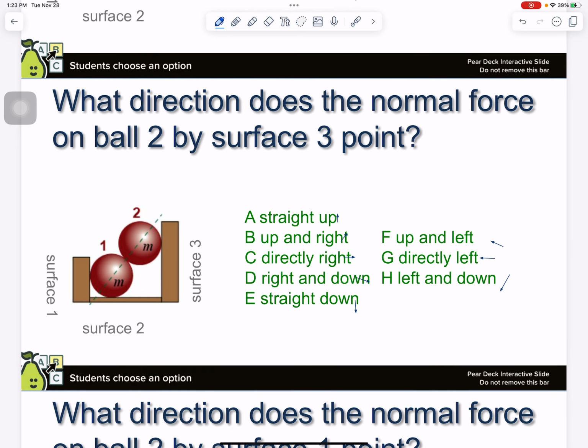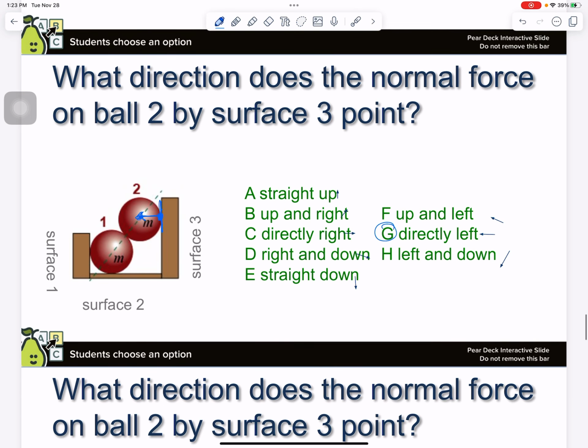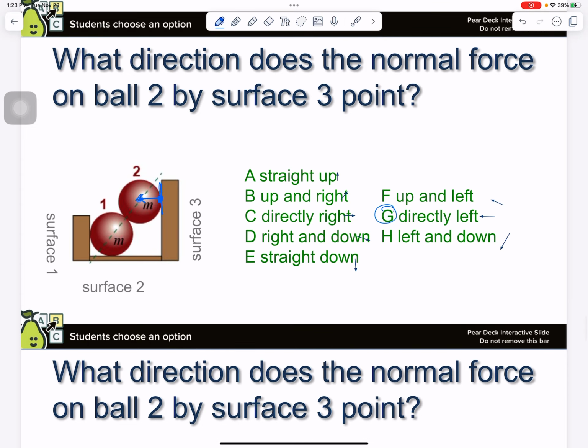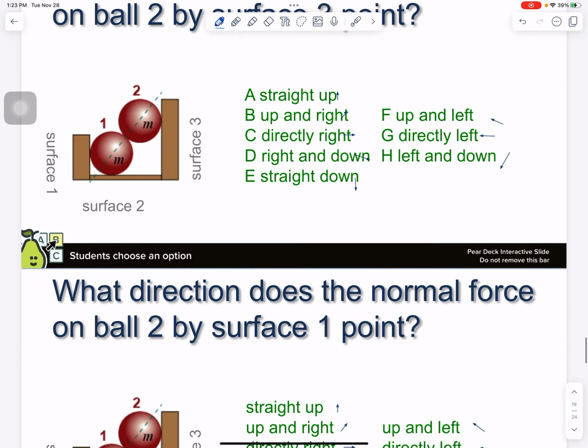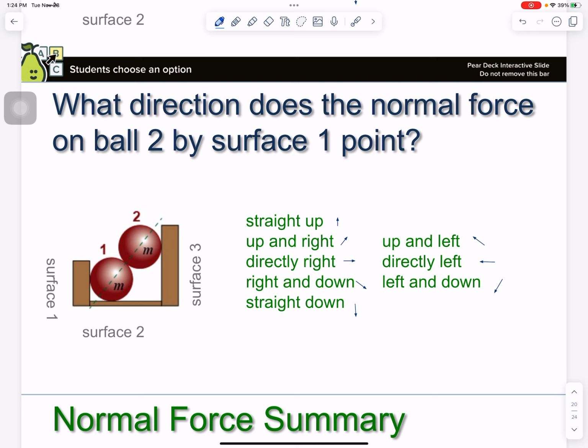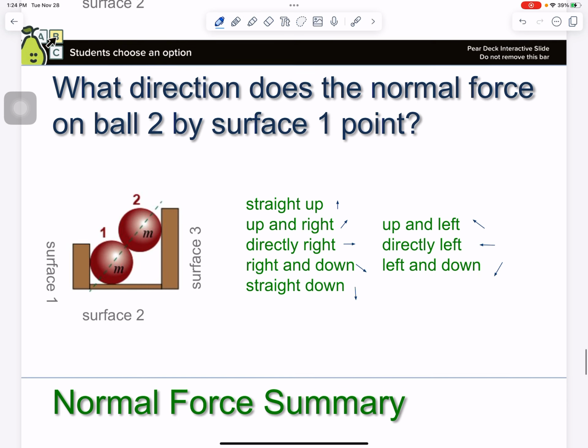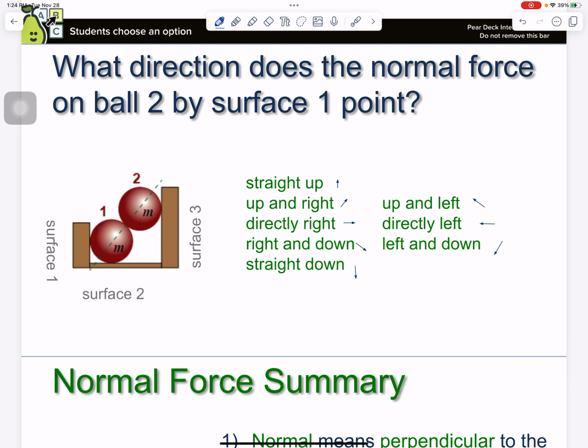Okay, for some reason I have that question twice, so we will skip it. What direction does the normal force on ball 2 by surface 1 point? It's actually a trick question because ball 2 does not touch surface 1, so there cannot be a normal force.